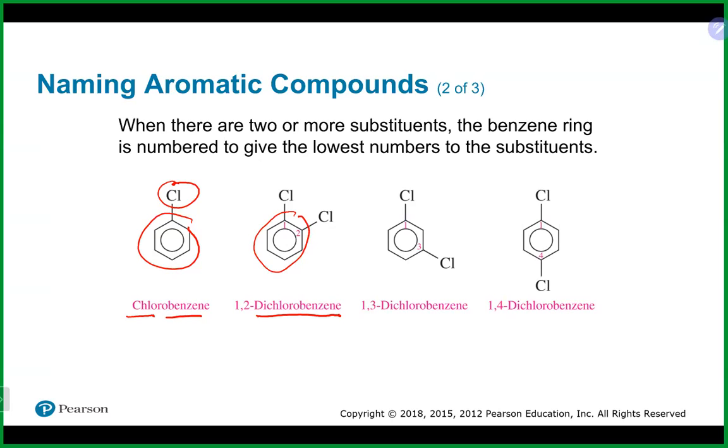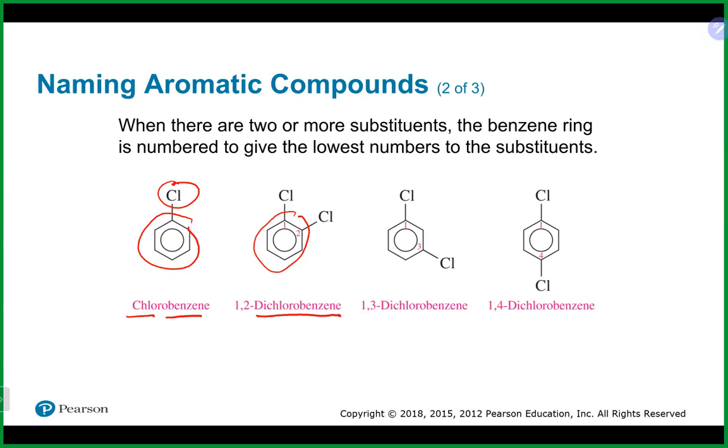If we have it at the 1 and 3 location, as you can see there, that is 1,3-dichlorobenzene, and the 1 and 4 location is 1,4-dichlorobenzene. When you have a benzene ring and you got a couple of things attached like this, there's also an alternative way that they are named, where we don't use numbers, but we use letters and names.